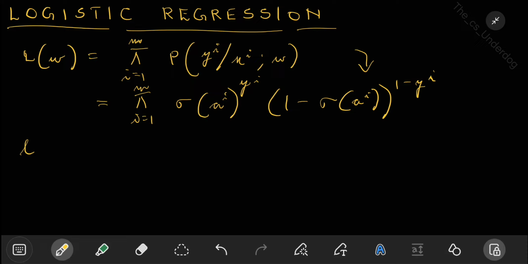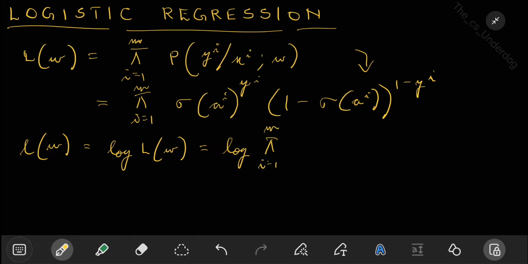So log of likelihood, I'll call it L of W. This is the log likelihood. I'm taking log of this value. When I take log of this, what will happen? This product will turn to summation. That's what happens when you take log. So I'll just write it like this first: log of product i equal to 1 to m, sigmoid of ai to the power yi into 1 minus sigmoid of ai to the power 1 minus yi.